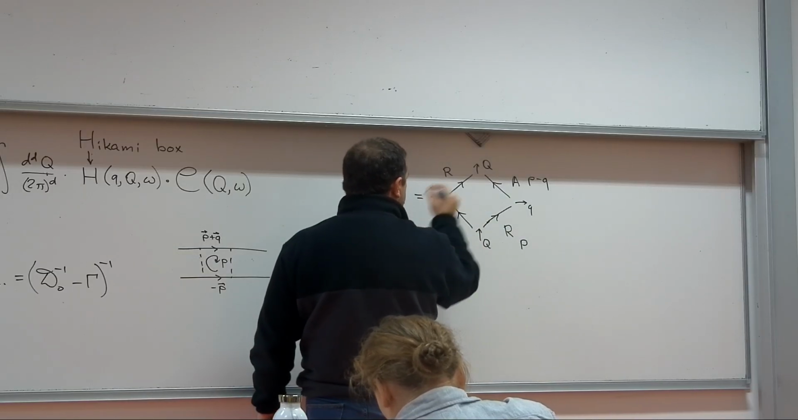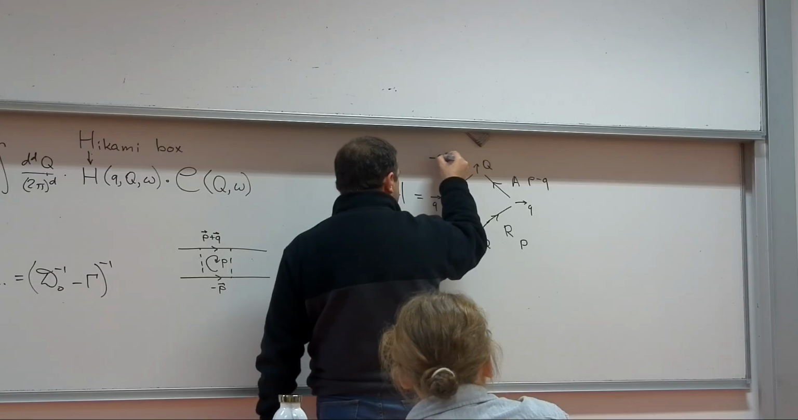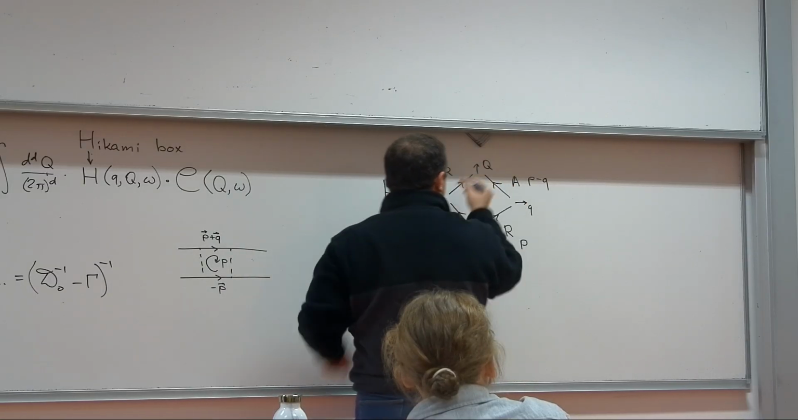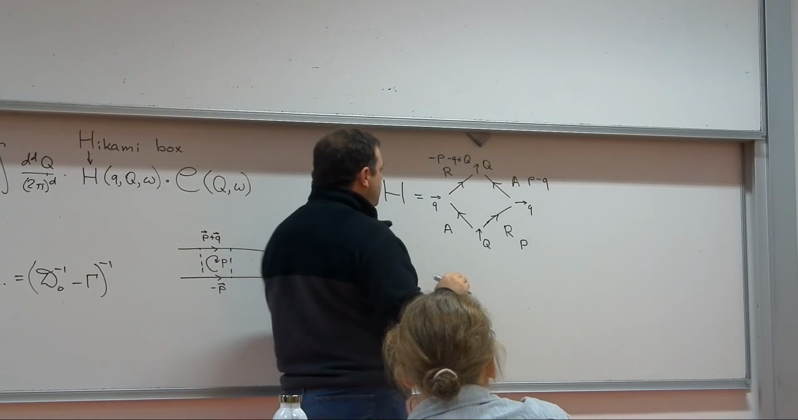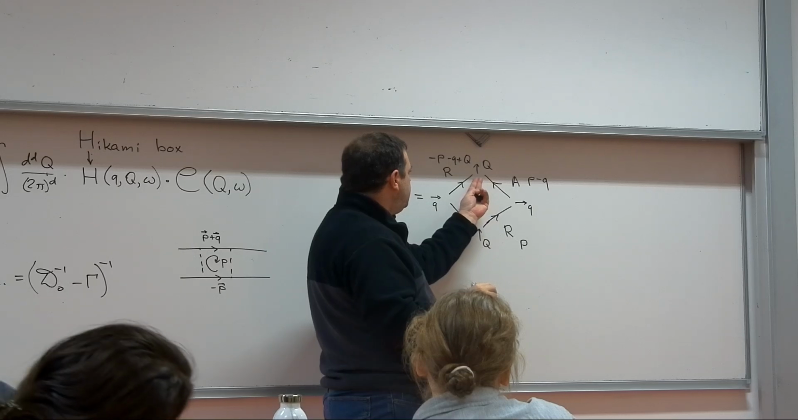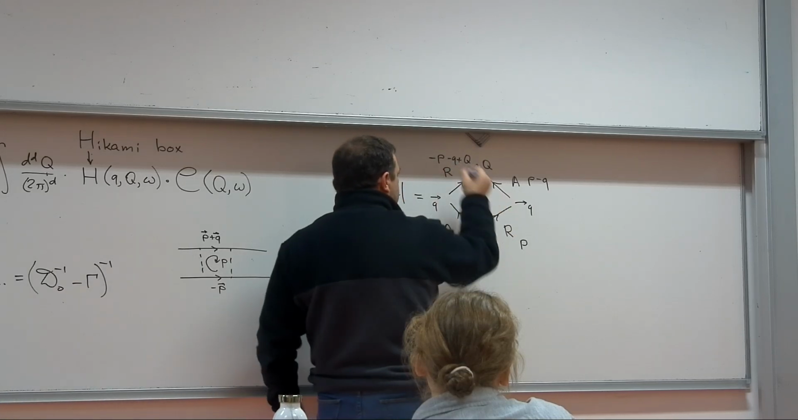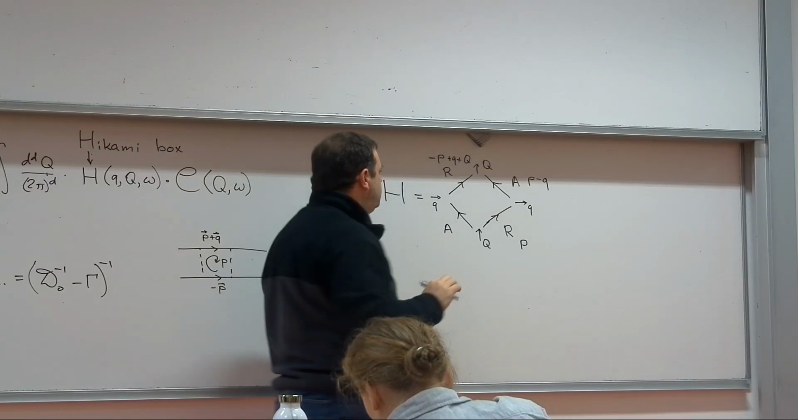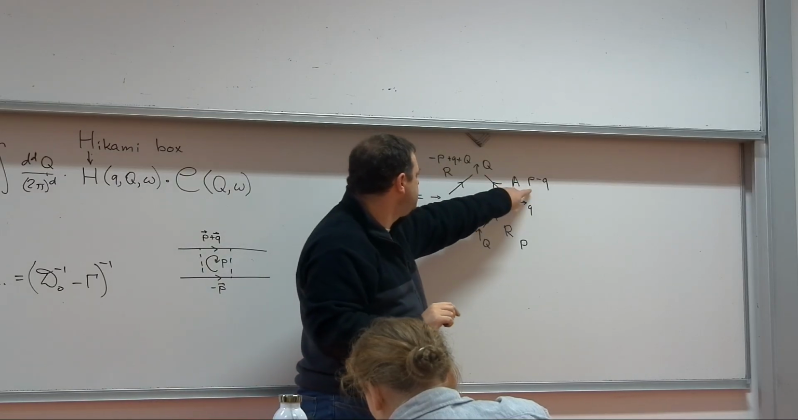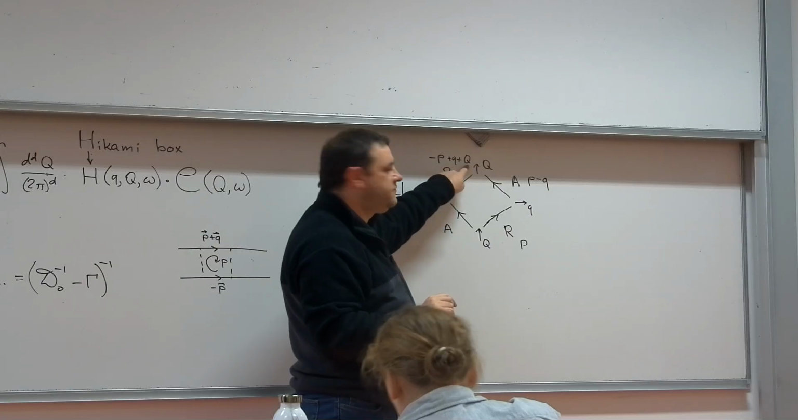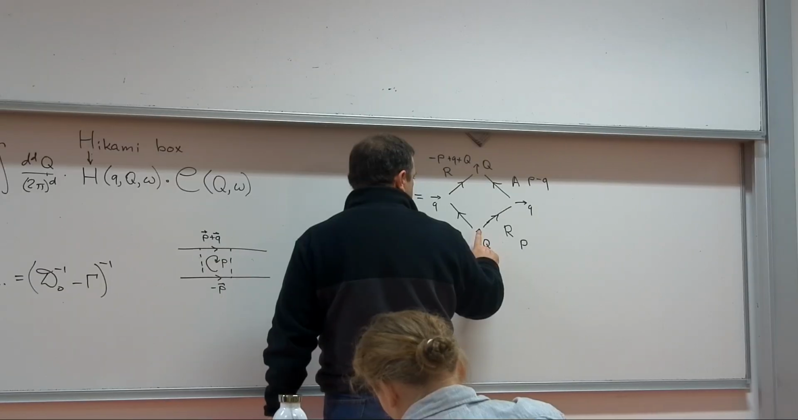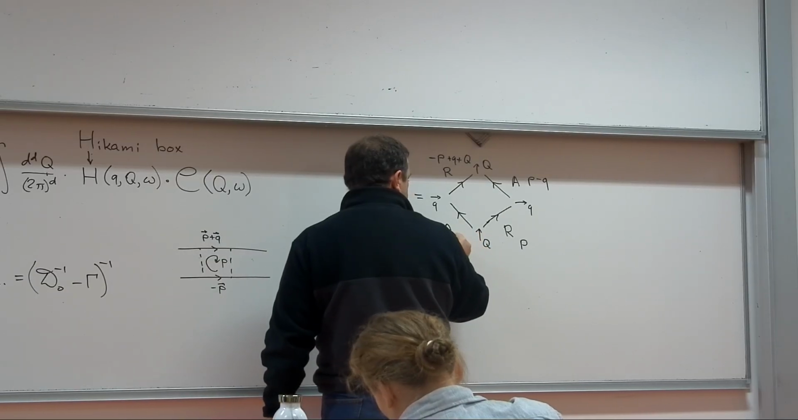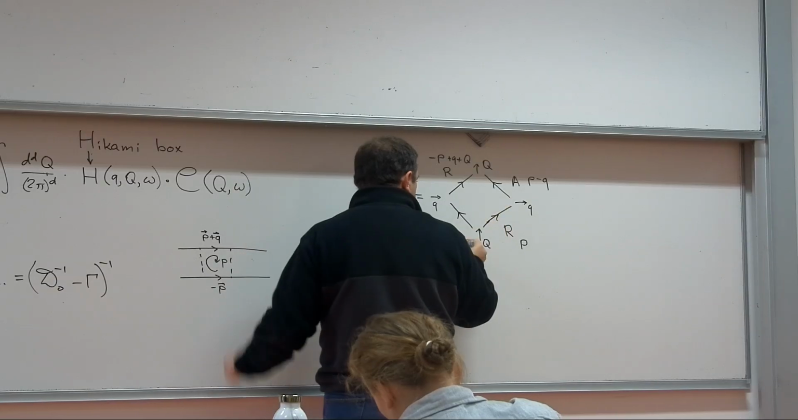Then this retarded function will have momentum minus p minus small q plus capital Q. So when I sum up two momenta here, sorry, it's plus small q. When I sum this plus this, I will have just capital Q. And then here, I will have minus p plus q.